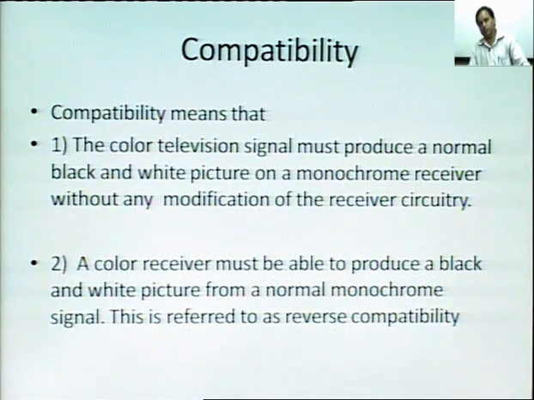Similarly, if the information is in color and we have a black and white TV or monochrome TV, it should be able to display the color information in its black and white representation.